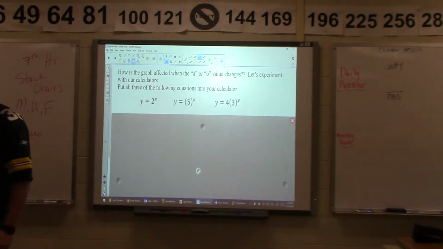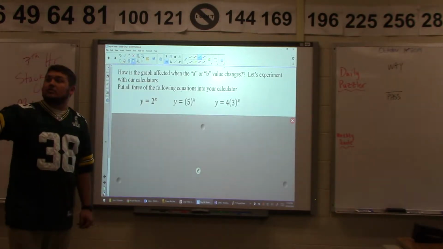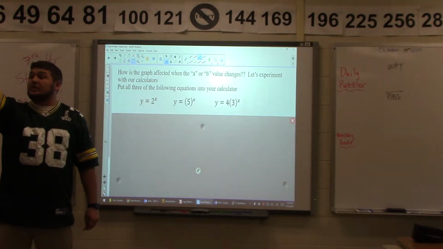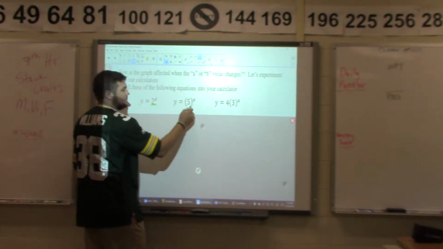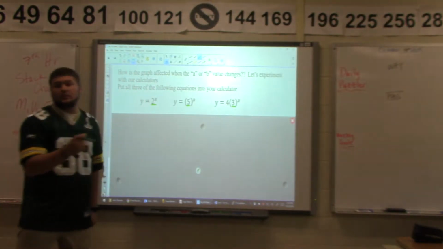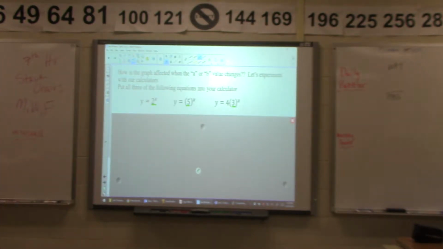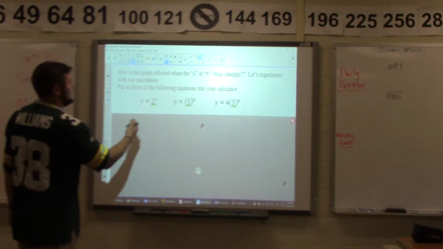All positive. Well, someone back there said it. B is greater than 1. B is greater than 1, right? Just because they're positive doesn't make them growth. Our B value is greater than 1. Right? We had just said in the slide before, if B is greater than 1, I know it's going to be growth.